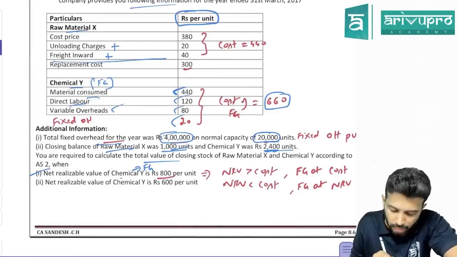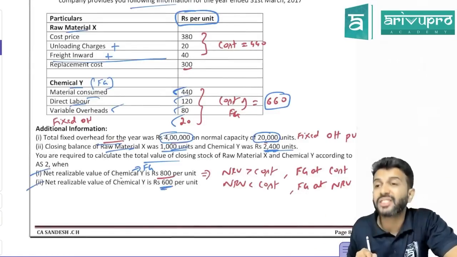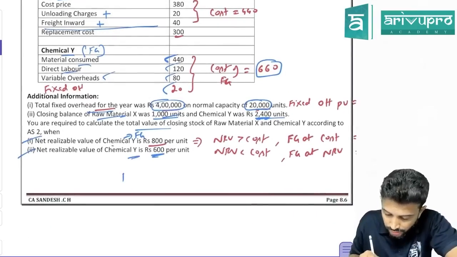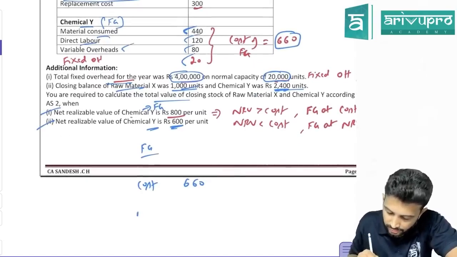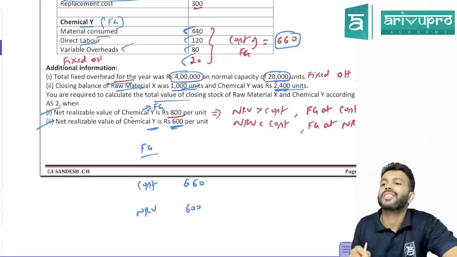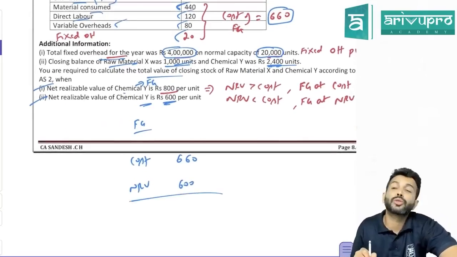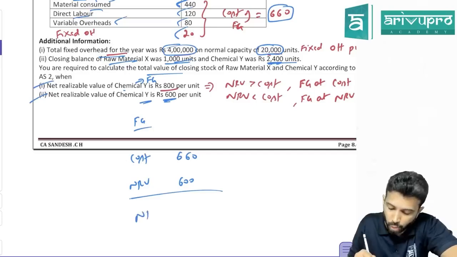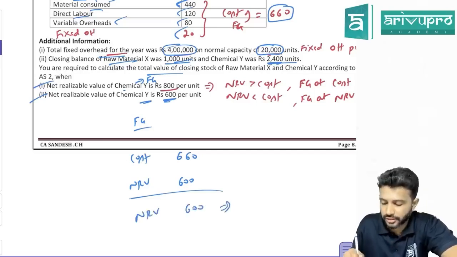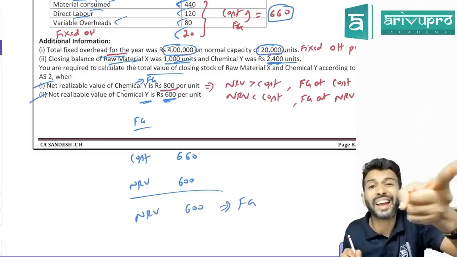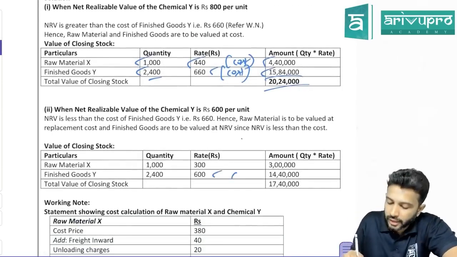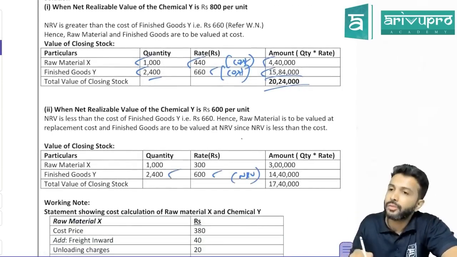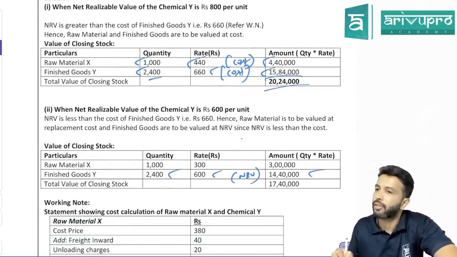We have another case number 2. What if NRV is 600 of finished goods? Sir, finished goods cost is 660, net realizable value is 600. Now you will value the finished goods at what value? Cost or NRV, whichever is lower. Which is lower? 600. That means the finished goods will be valued at NRV. Same. Finished goods will be valued at NRV of 600. How many units we have? 2,400. If you multiply, you're going to get 14 lakh, 40,000.